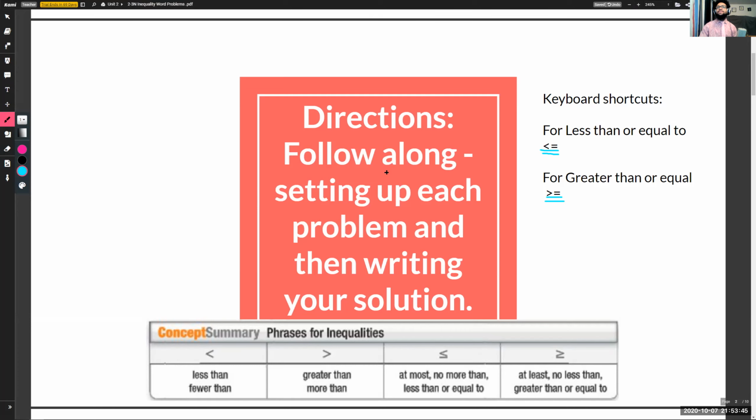So with that addressed, let's read the directions. The directions say, follow along, setting up each problem and then writing your solution. I want you to write out my solutions, going step by step with me, and then at the end, you all will have some problems to do yourselves.